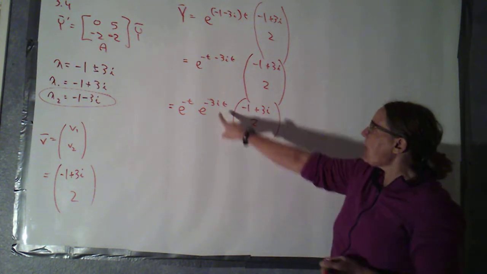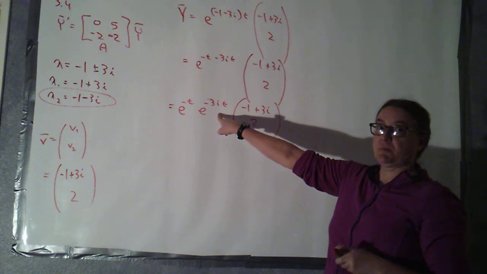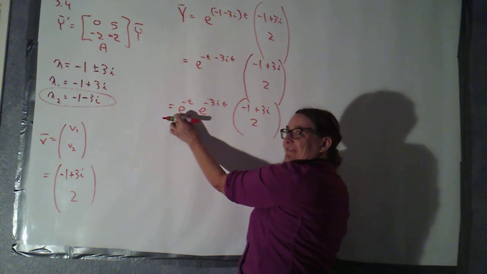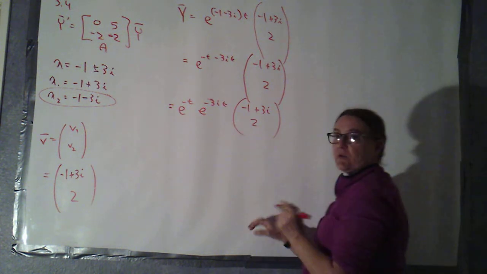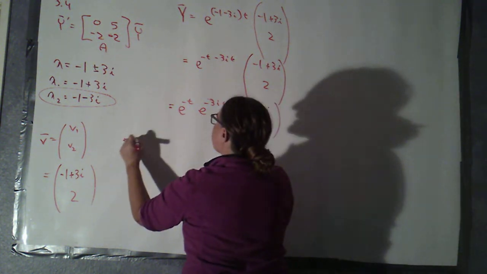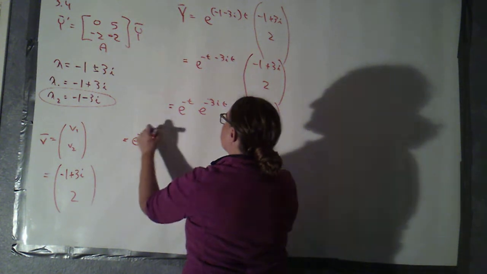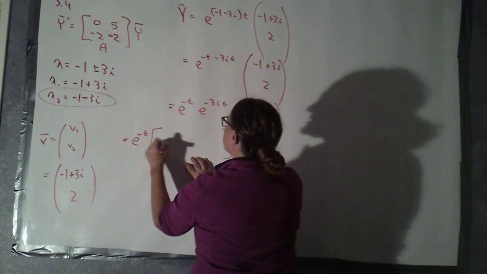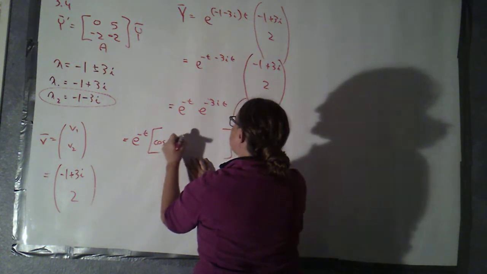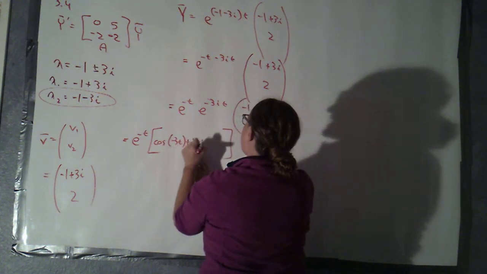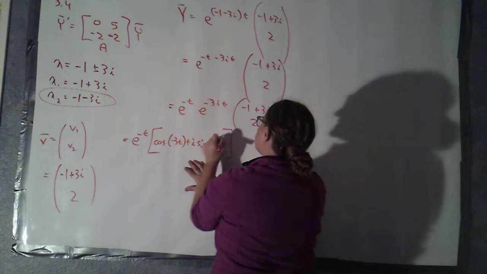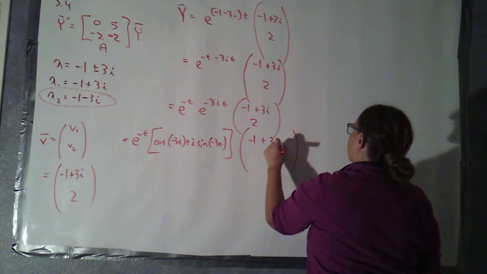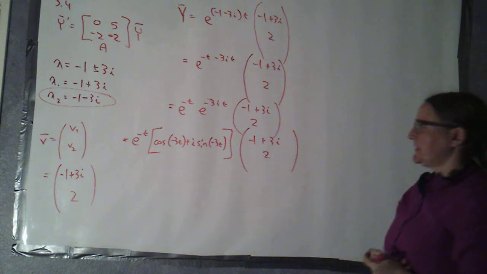But now I can use Euler's formula for this part. Notice I had to separate out the imaginary part times i from the real part before I could apply Euler's formula. But now I can say that's e to the negative t times cosine of negative 3t plus i times sine of negative 3t. And then all of that still gets multiplied by my lovely eigenvector here, which is just hanging out for the time being.